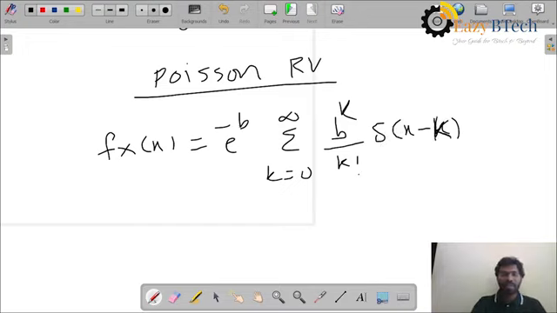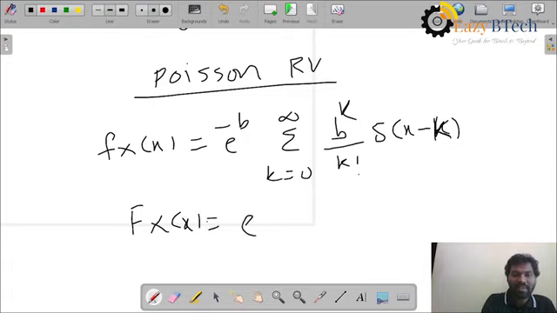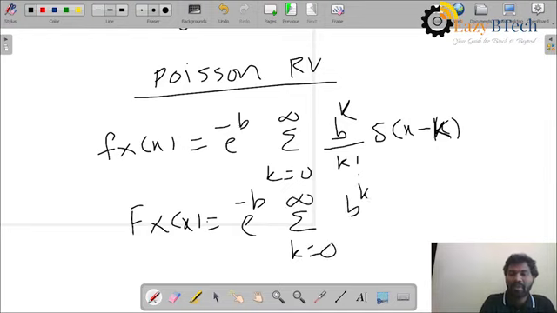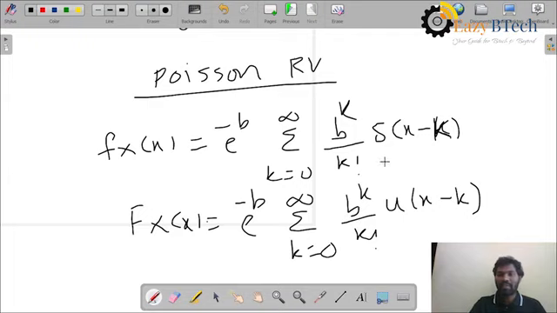In the same way, the distribution function is given by capital Fx of x, with only a small change in the summation. That is sigma k equal to 0 to infinity, b power k by k factorial into u of x minus k. We have already seen that delta means impulse function, u means step function. So small fx of x is the density function, and capital Fx is the distribution function.